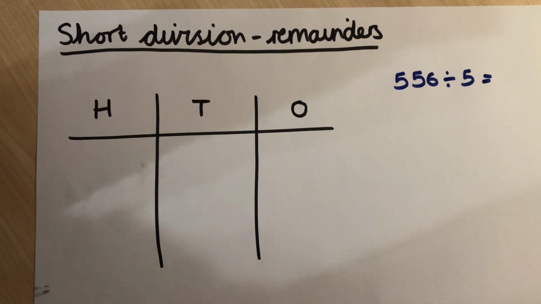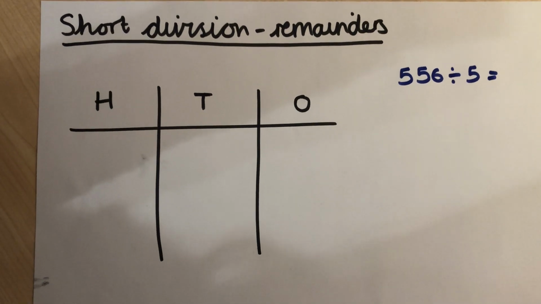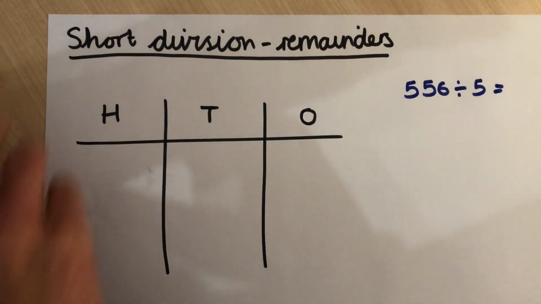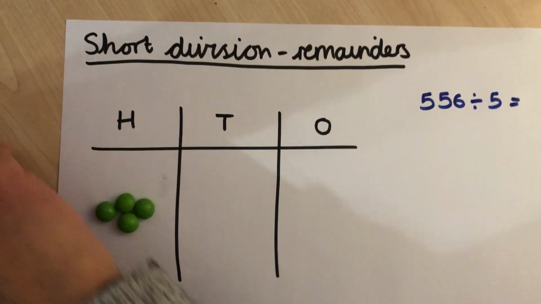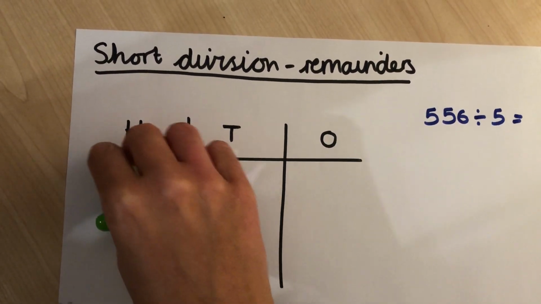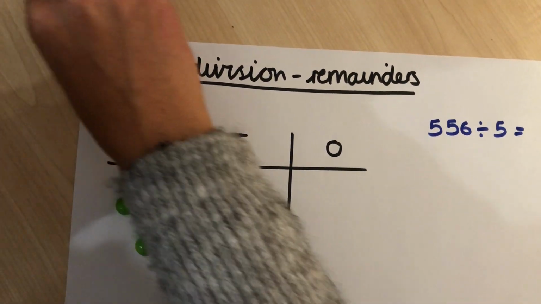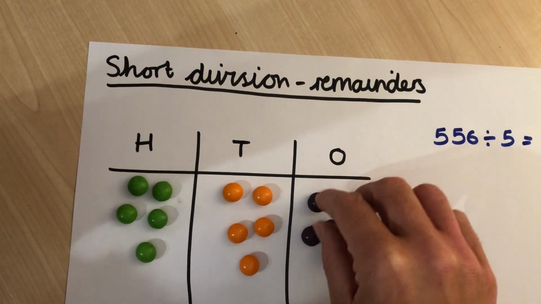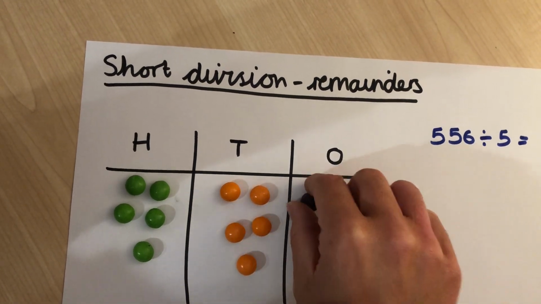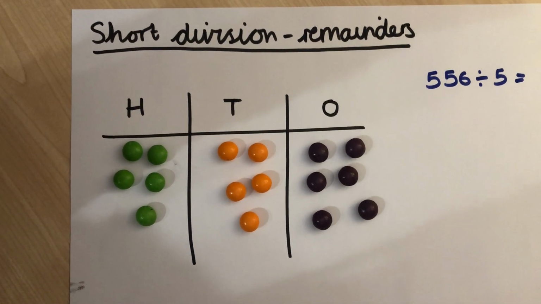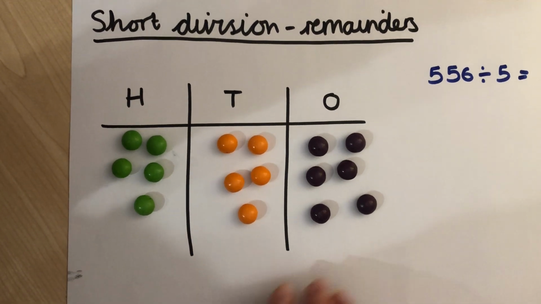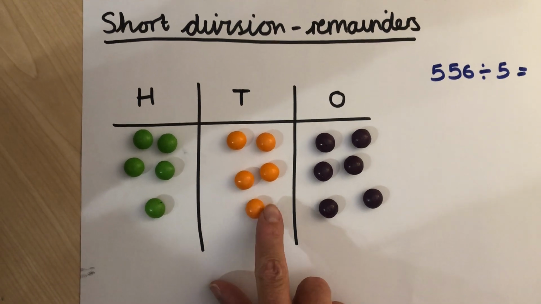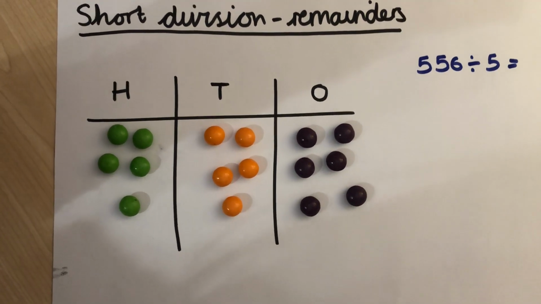So to begin with, we would encourage the children to use practical objects to help them. At school we would use things such as counters, but at home I'm going to use some skittles. So I'm going to make the number 556. So like with the last video on short division, the children are very confident that although the skittles or the counters are the same size, the amount that they are worth is all different. So this is worth 100, this is worth 10, and this is worth 1.